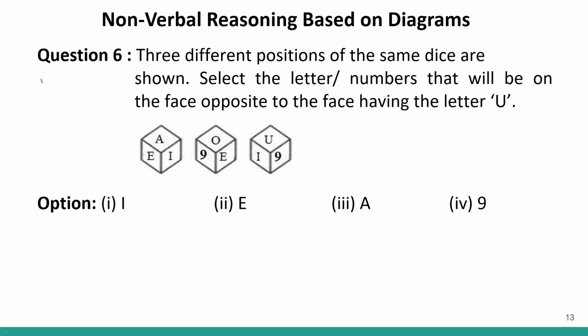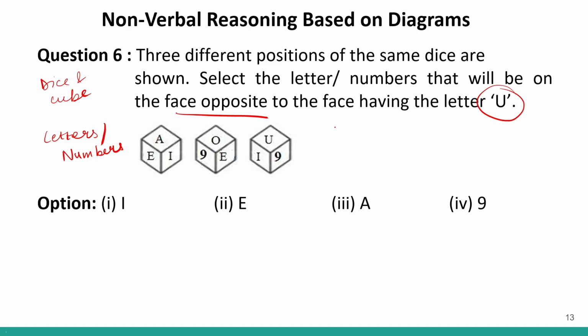Now, question number 6. This is a dice and cube question. So this is the same dice. This dice has certain letters and numbers. So up till now we discussed dice that either had symbols or dice that had numbers. Now this particular dice has both numbers and alphabets. So 3 different positions of this dice are given, and we have to find the one which is opposite to the letter U. Now there were 2 concepts. Concept one was adjacent, and second, opposite. So if it is adjacent, it cannot be opposite, and if it is opposite, it cannot be adjacent. This was the only thing.